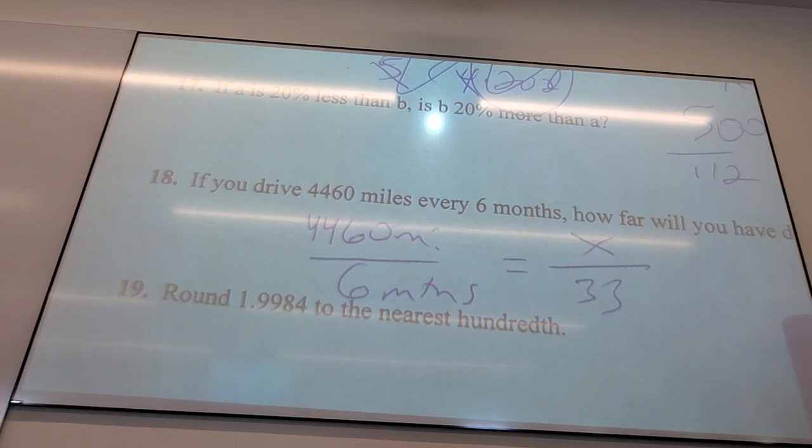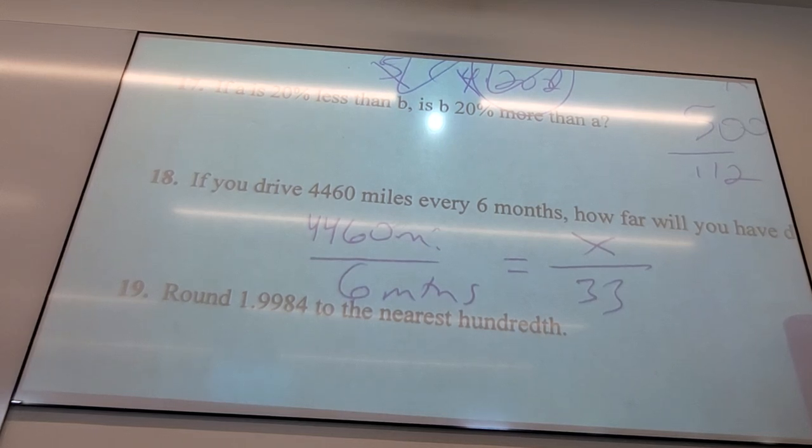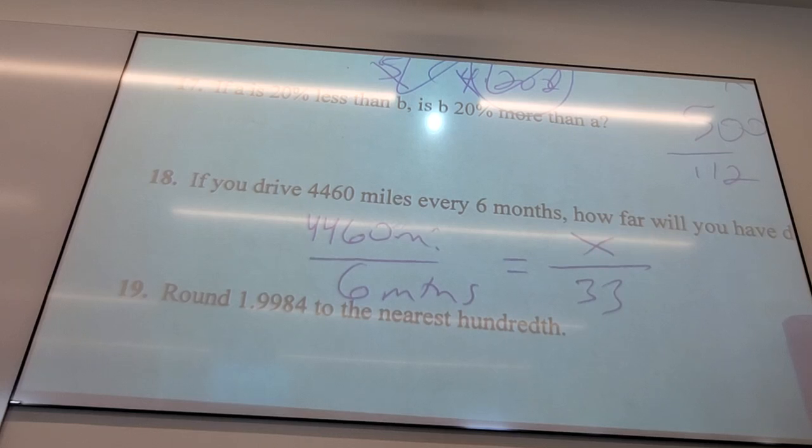Number 17. Oh, okay, all right. What does it mean for A to be 20% less than B? What would you take 20% of? If A is 20% less than B, what do you take 20% of? B. If B is 20% more than A, what am I taking 20% of?